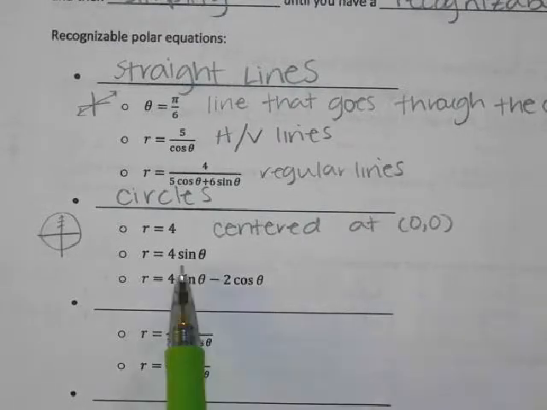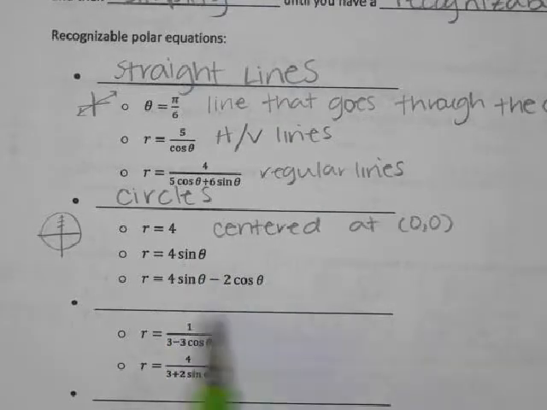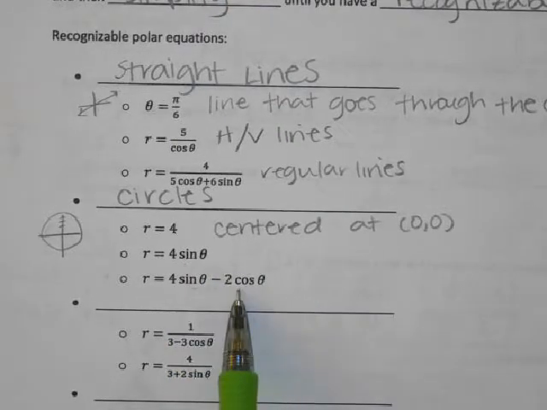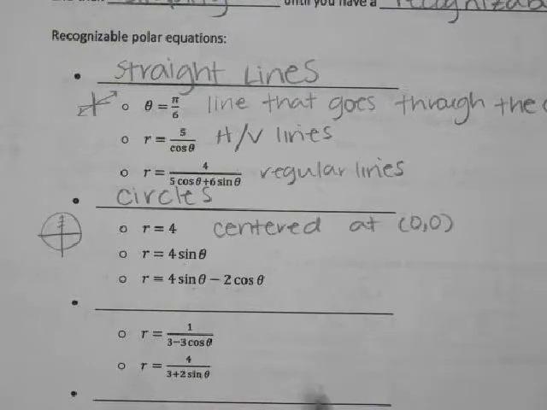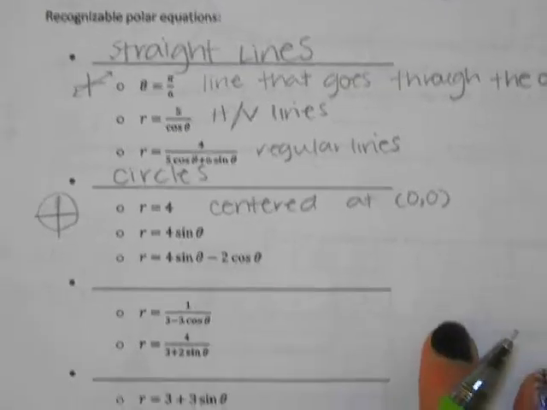So this one would be one where the center has shifted left or right or up or down. Do you have a guess? Up or down. Why do you know it's up or down? Because it's sine, and sine corresponds with y. That makes sense? Okay, so this one's been shifted up or down. What about this center? Shifted up, down, and left, right. Okay. Right, so there's circles.